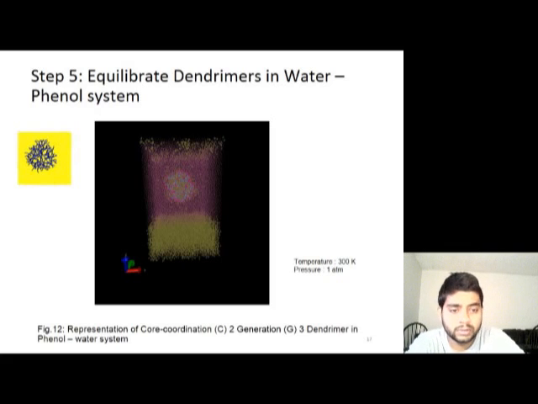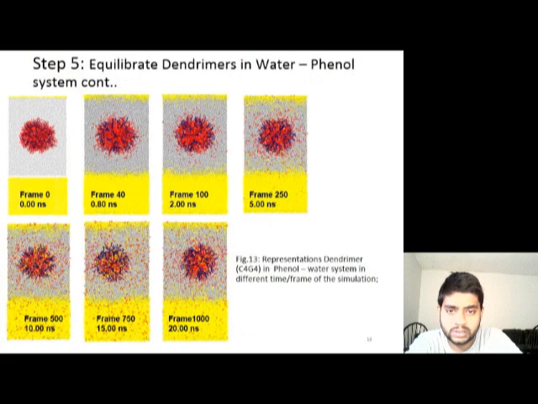So we kept temperature 300 and pressure 1 atm and let it equilibrate. This is our simulation. This is our observation. We observe the initially captured drug molecule, which is in red, came outside of the dendrimer, and also the dendrimer tries to capture drug molecules outside in the water solution, the water layer.